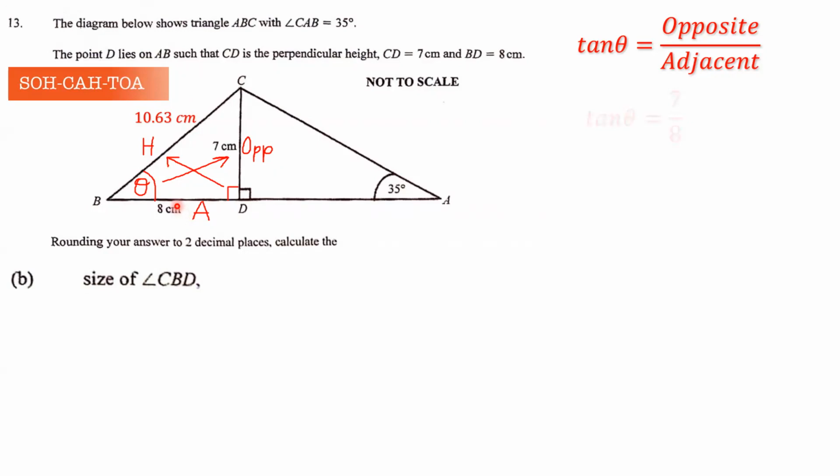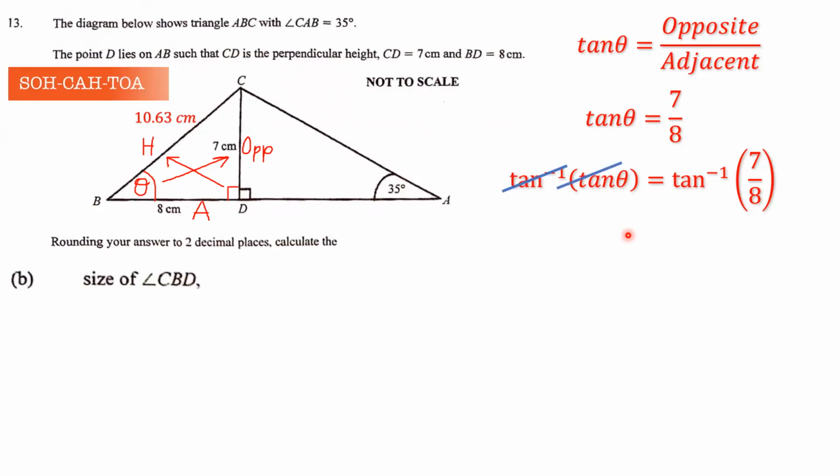And so the opposite is going to be what? The opposite is 7 centimeters. What is the adjacent? The adjacent is 8 centimeters. And so tangent of theta is going to be the opposite, which is 7, over the adjacent, which is 8. What we're going to do is take tan inverse of both sides. We have tan inverse of tan theta is equal to tan inverse of 7 over 8. We're going to cancel the tan inverse with the tan, and so we're left with theta is equal to tan inverse of 7 over 8.